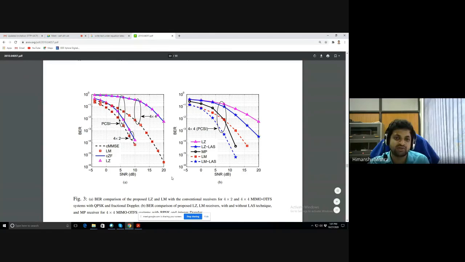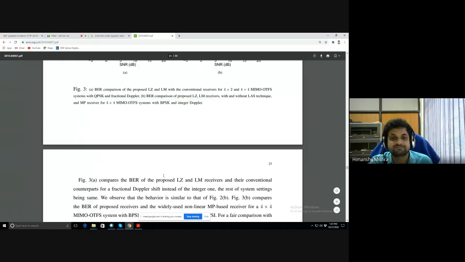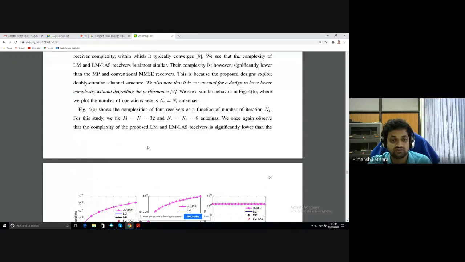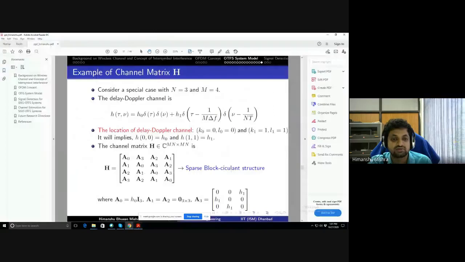So this is a good paper you can follow if you want to do detection type of work, the design of low complexity detection. So that is the algorithm we have proposed over here. I just told you about this. Okay, so next.